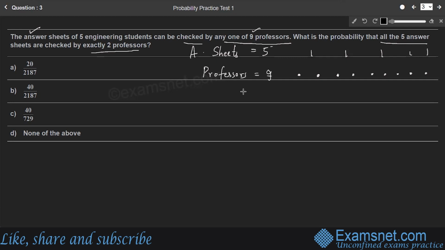So here the question is the probability that all the 5 answer sheets are checked by exactly 2 professors. Here all the sheets need to be checked by 2 professors. So for that, we have to consider the ways of checking all these 5 answer sheets by all the 9 professors first. In that, we have to choose any two professors, so we take the ways of choosing only 2 professors out of 9. You can choose first and second professor, or third and fourth professor, or any 2 professors. Therefore, we need to take ways of choosing professors.